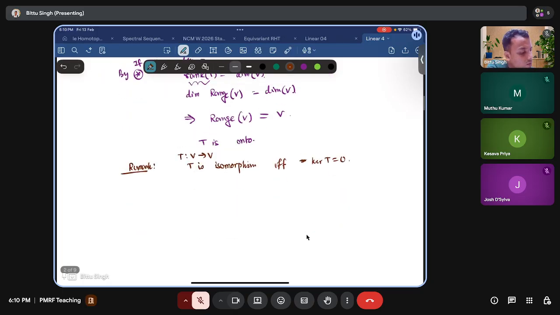So first of all, what is isomorphism? Isomorphism means T is a linear operator which is both one-one and onto. Okay, so this is the definition of isomorphism.